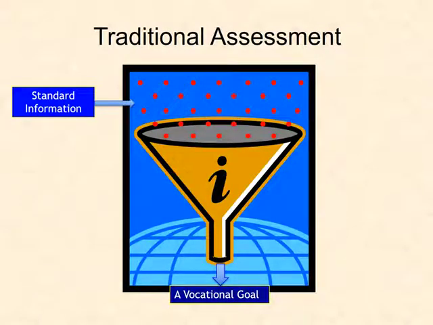This image illustrates the conventional ways that assessment and vocational evaluation have been done. At the top of the funnel are pieces of information that are learned through normed reference tests and standardized approaches. The result of these are funneled down to a vocational goal that can be typically stated in the form of a job title that can be found in the Dictionary of Occupational Titles or a specific industry.